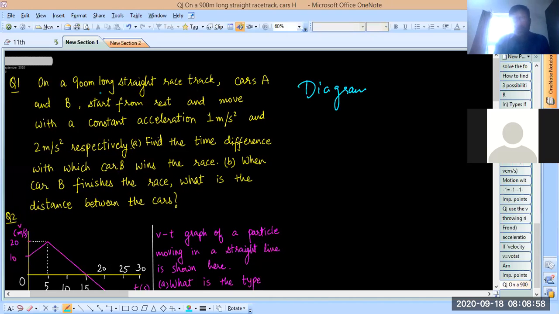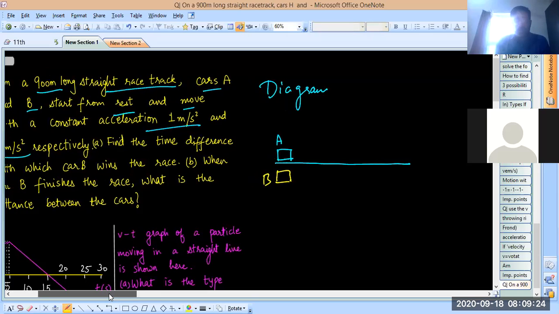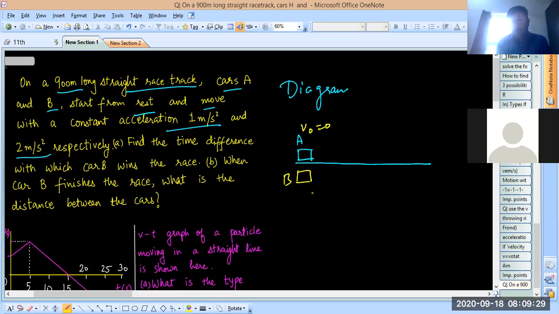So the question says that there's a 900-meter long straight racetrack. The cars A and B start from rest and move with a constant acceleration of 2 meter per second squared. So let's say here is car A, and along with it there's another car B over here. Both are starting from rest, so both have initial velocity 0. Now find the time difference with which car B wins the race.